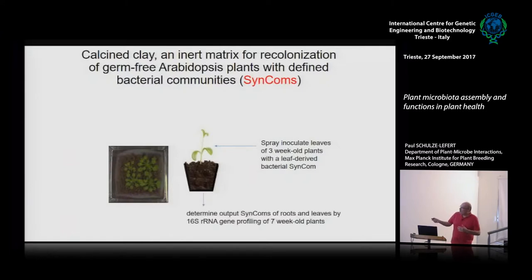And then we compare the input community and the output community, and we do this by culture-independent community profiling again. This is a very popular technique. It's called 16S rRNA gene community profiling. Super simple. You just use PCR primers that amplify segments of the bacterial 16S rRNA gene, then you subject it to sequencing, and then you cluster your sequences according to sequence identity or sequence dissimilarity.